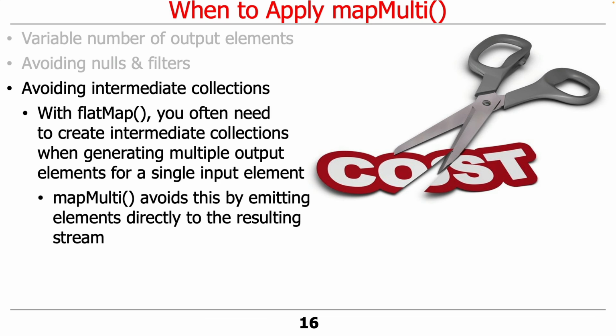Probably an even better reason to use it is to avoid intermediate collections. With flatMap, you often need to create intermediate collections when you generate multiple output elements for a single input element. And you don't have to do that with mapMulti. You can emit elements directly into the resulting stream without having to turn things into collections and back to streams and so on, which is really cool. And I'm going to probably go back and retrofit some of my other examples to take advantage of this feature.